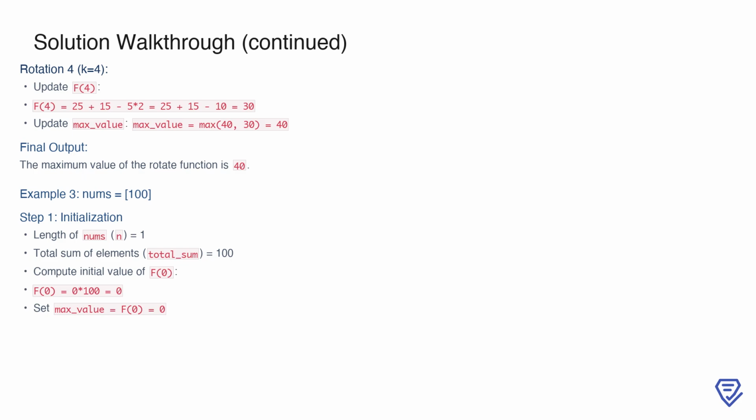Finally, looking at the simplest case where the input array contains just one element, 100, the initialization step is straightforward. The length of the array, n, is 1, and the total sum of elements is simply 100. Calculating f0 involves multiplying the single element, 100, by its index, 0. This results in f0 being 0. Since there's only one element, no rotations are possible, and we set the maximum value to f0, which is 0.